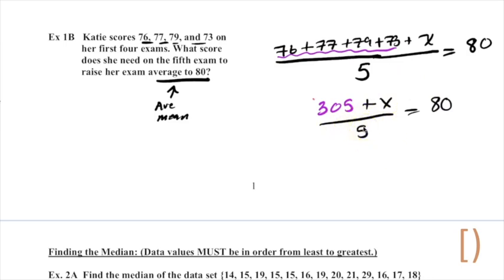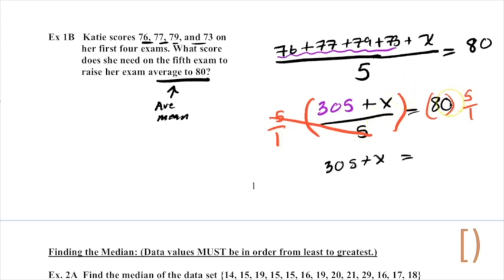So the easiest way to get rid of it is just multiply by the reciprocal. We'll multiply both sides by 5 over 1. On the left side here, this 5 and that 5 will cancel each other out, and we're left with just 305 plus X. On this side, it's 80 over 1 if you're not sure. You always put a number over 1. So it's just 80 times 5, which gets us 400.